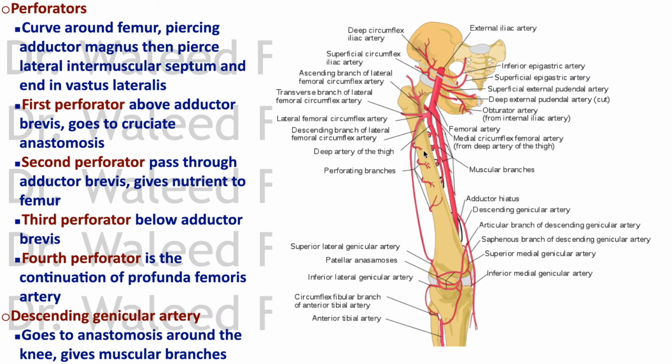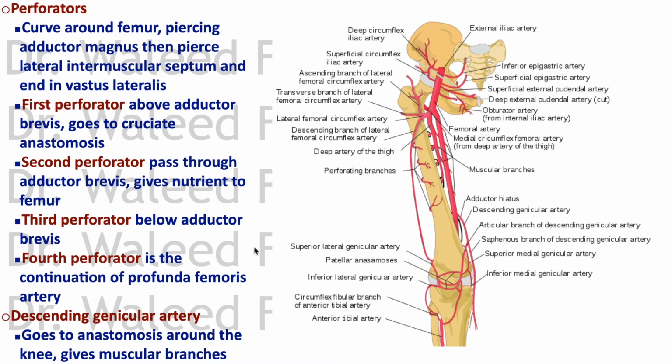There are four perforators, which curve around the femur as you learned before, pierce the lateral intermuscular septum and end by supplying the vastus lateralis. The fourth is the continuation of the profunda femoris artery. The first is above the adductor brevis muscle and gives a branch to the cruciate anastomosis. The second goes through the adductor brevis muscle and gives a nutrient artery to the femur. The third is below adductor brevis muscle, and the fourth and last is the continuation of the profunda femoris artery, as you can see here.